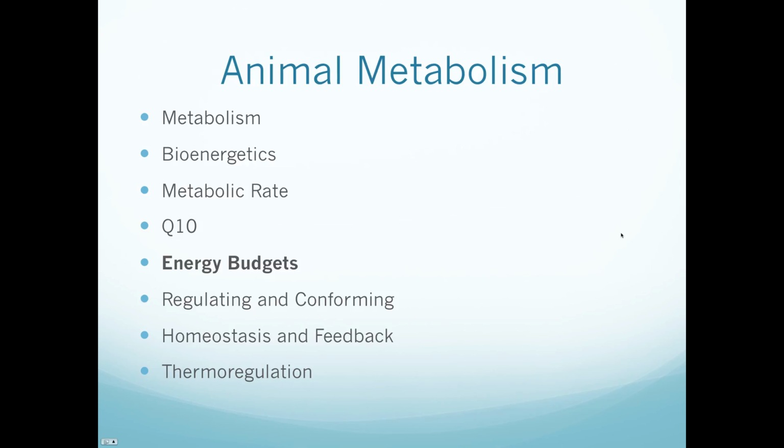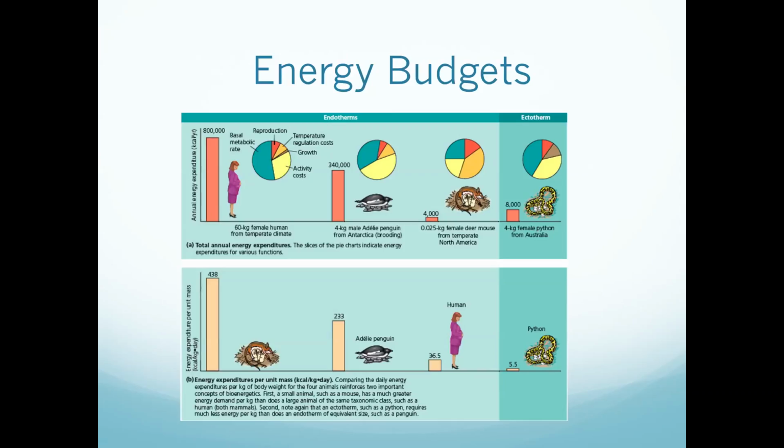So we're going to move on to energy budgets. Just like having a money budget, it's an amount of energy that you can use for a specific thing. Organisms aren't conscious of this, but those that are more successful budget their energy much better. If you look at this slide, we see at the top, for various organisms, the annual total energy expenditure.